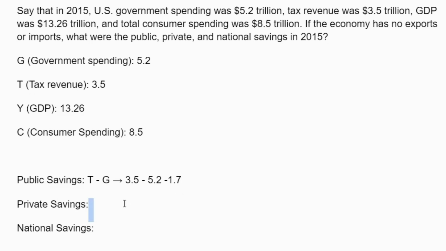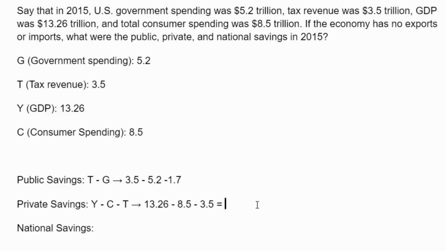So we're done with the public, and we're moving on to private. Private savings can be calculated by Y for the GDP minus C for consumer spending, and then minus T for tax revenue. That would end up being 13.26 minus 8.5 minus 3.5.